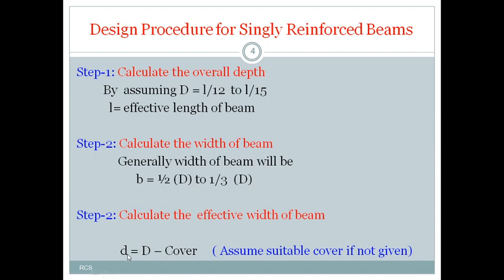So from that you can calculate small d is equal to capital D minus effective cover, and if you deduct this effective cover from the overall depth of the beam, then we get the effective depth of the beam. Please students, make it correct. They calculate the effective depth of the beam here instead of width of the beam.